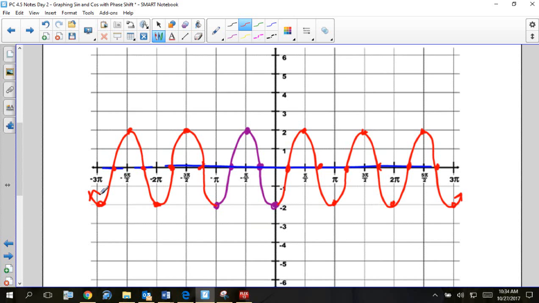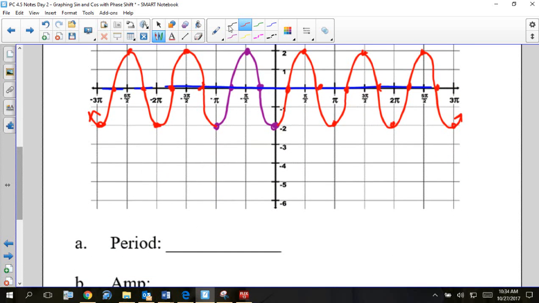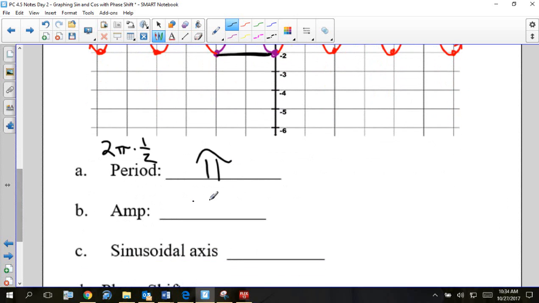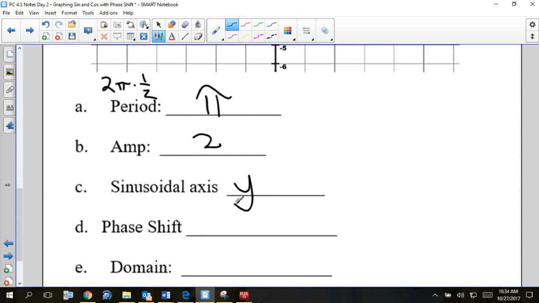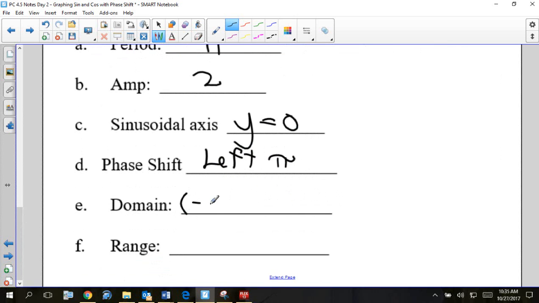All right, and finally, we got to fill out our information. Was there a horizontal stretch or shrink? Yeah, there was. So we're going to take our 2 pi and we multiply by half. So the period is 1 pi. Horizontally, it's 1 pi. Here's the period. 1 pi. Amplitude is 2. Sinusoidal axis, y equals 0. Phase shift was left pi. Domain, and then range goes from -2 to positive.